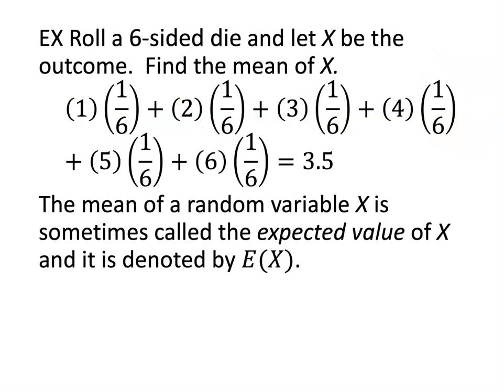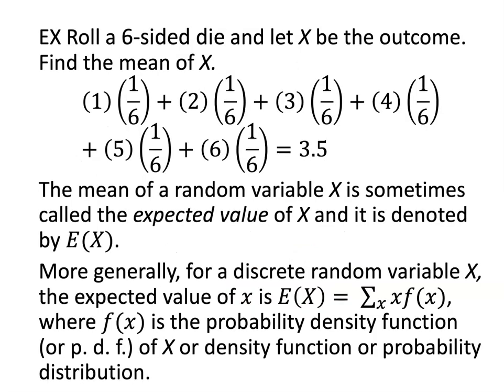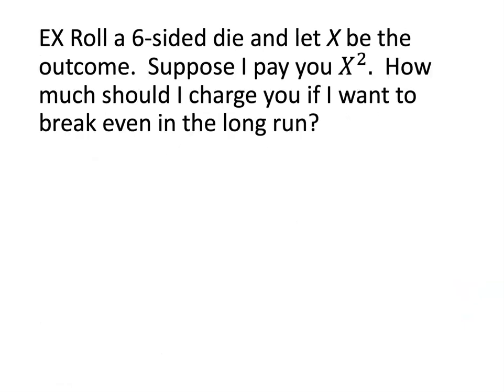The mean of a random variable x is sometimes called the expected value of x and is denoted by this symbol. That's the expected value of x. More generally, for a discrete random variable x, the expected value of x is going to be the sum of x f of x, where f of x is the probability of that particular value of x. In other words, f is what we call the probability density function, or PDF of x, or the density function, or the probability distribution.